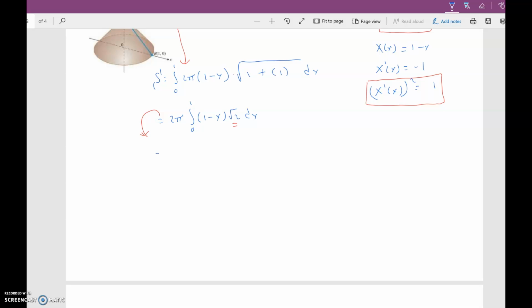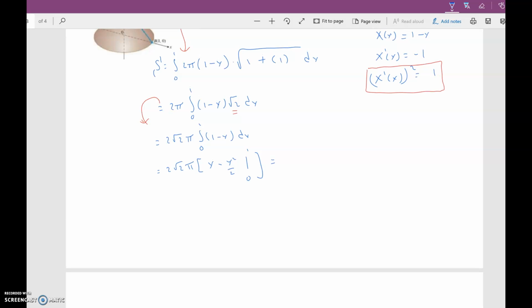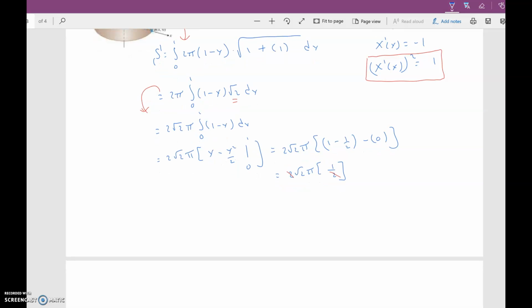And then rewrite this one as 2 square root of 2 pi times the integral from 0 to 1 of 1 minus y dy, which is going to be 2 square root of 2 pi times y minus y squared over 2 from 0 to 1, which just happens to be 2 square root of 2 pi times 1 minus 1/2, technically minus 0, or 2 square root of 2 pi times 1/2. And then we can cancel the 2's. So this one as an exact answer ended up being square root of 2 pi.